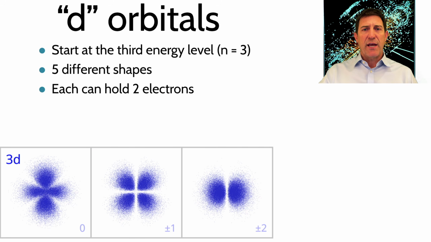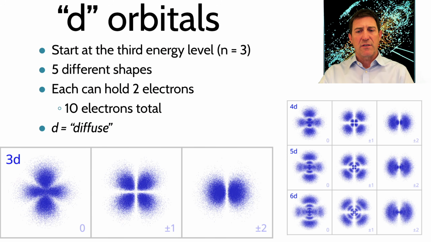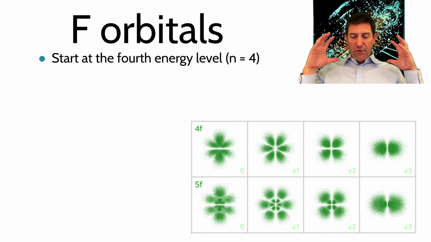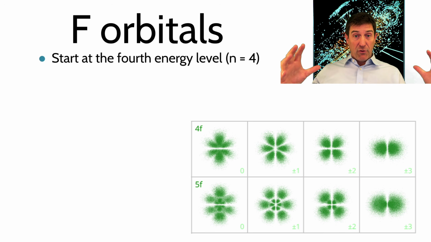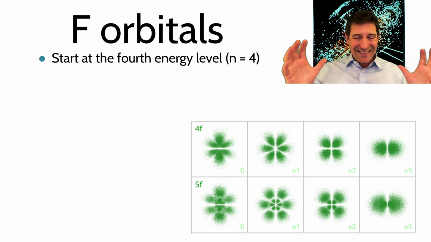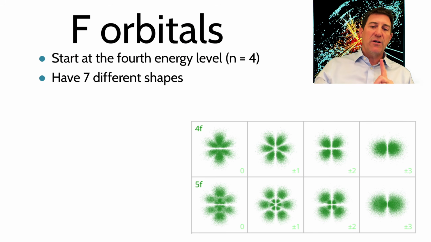There are 5 different shapes in the d orbital. Each can hold 2 electrons. That means a total of 10 electrons in this d orbital. Those are all the pretty shapes that emerge. And finally, the f orbital. The f orbital doesn't start till the fourth energy level, because finally we're so far away from the nucleus. There's so much room out here that a lot of electrons can exist in the 4th, 5th, 6th, and 7th energy levels. So there are 7 different shapes.